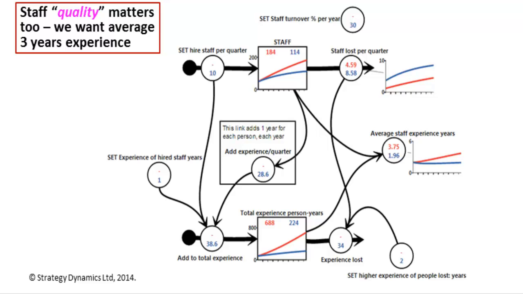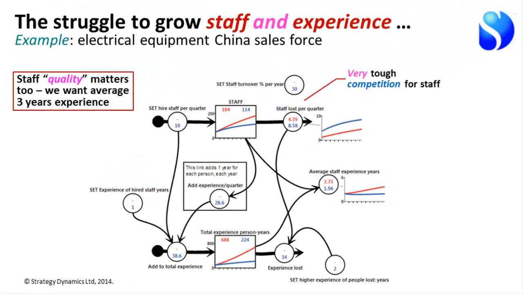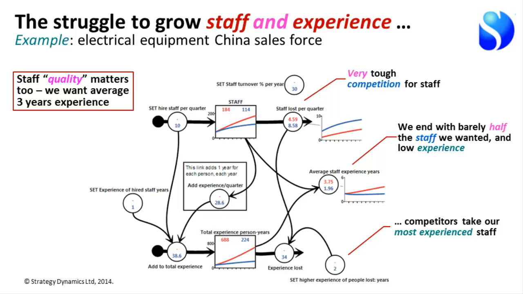We've got one good thing going for us, and that is every year everybody has a birthday. So each year that goes by, you add one to the average experience of the people in the stock. So we got very tough competition for staff. Down at the bottom, our competitors are not taking our average people. They're taking our best people. They're taking the people who have got 2 years more experience than average. What we end up with is barely half the staff we need, and with low experience.